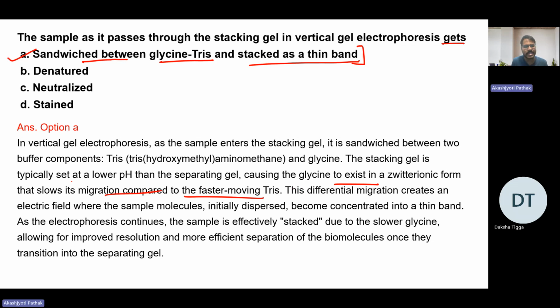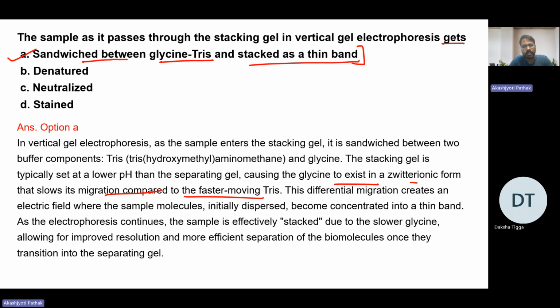So the stacking gel is typically set at lower pH than the separating gel, which causes the glycine to exist as a Zwitter ionic form that slows its migration. So Zwitter ion means what? It will have both a positive charge and a negative charge. Your amino acids are basically Zwitter ions because they have both positive and negative charge. It has an equal number of positive and negative charges that will make it zero. That is what will happen at the pI of the protein.